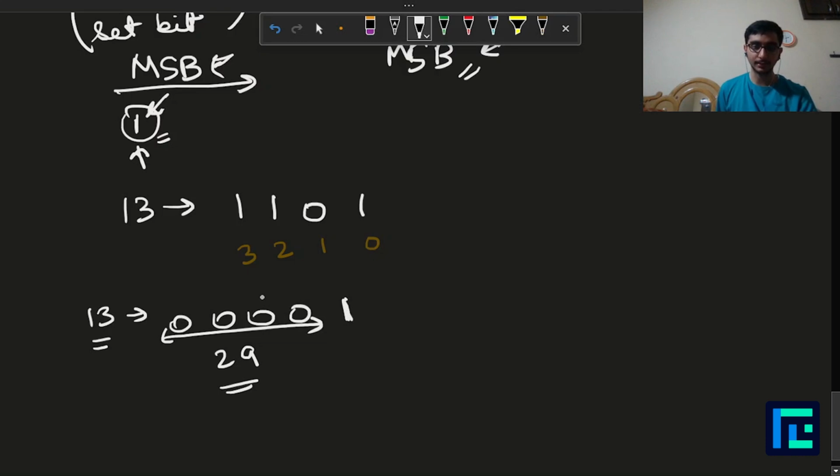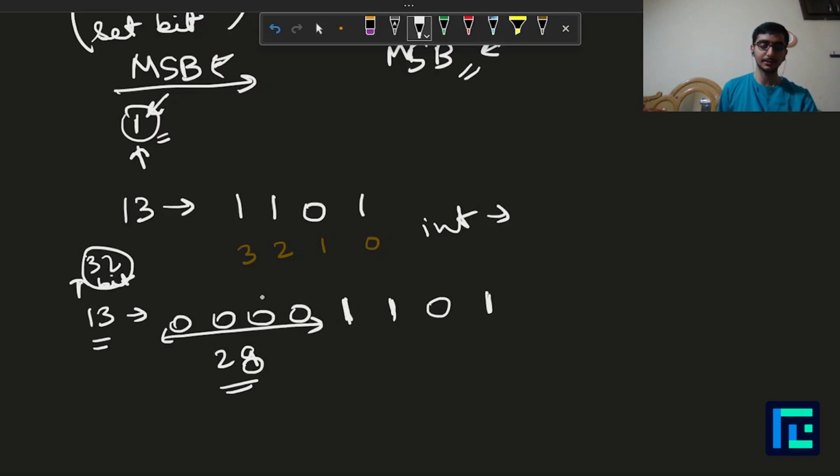30th bit is 1. Okay, this is 28. 29th bit is 1. 30th bit is 1. 31st bit is 0. And 32nd bit is 1. Right. So this is 13 when I write it as a 32-bit integer. And why am I discussing 32-bit integers? Because in C++, inside memory, int is stored as a 32-bit integer, right? So that's why I'm discussing 32 bits.